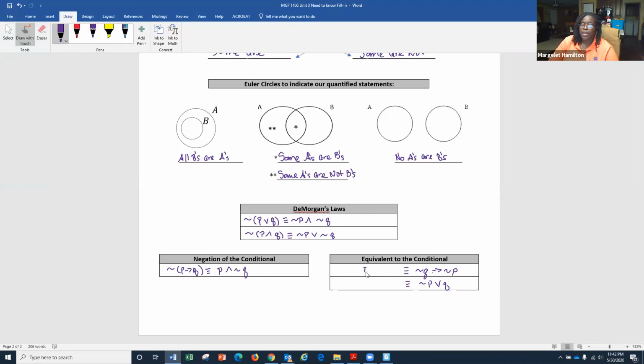So you have P implies Q, P implies Q. These are equivalent to its contrapositive and negation P or Q. Now we filled in all of our need to know sheet just that fast, right?